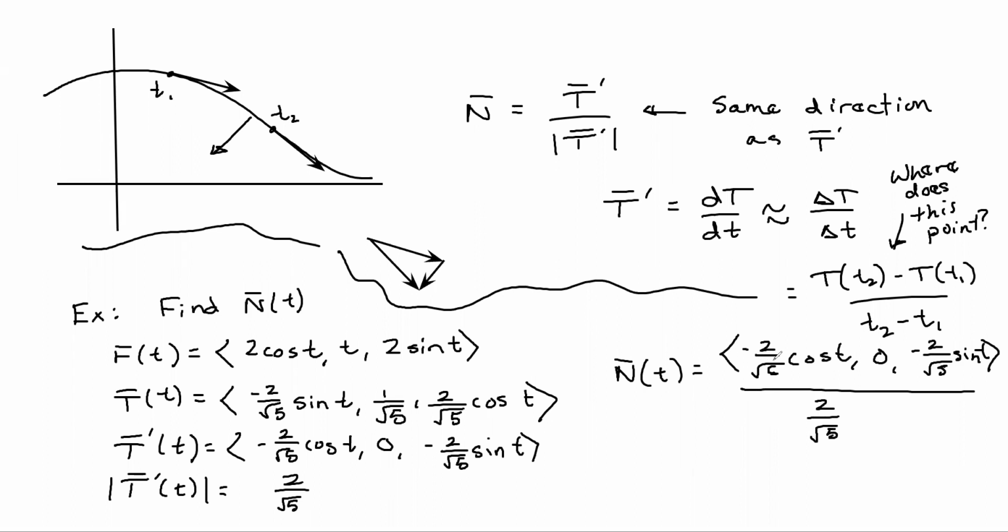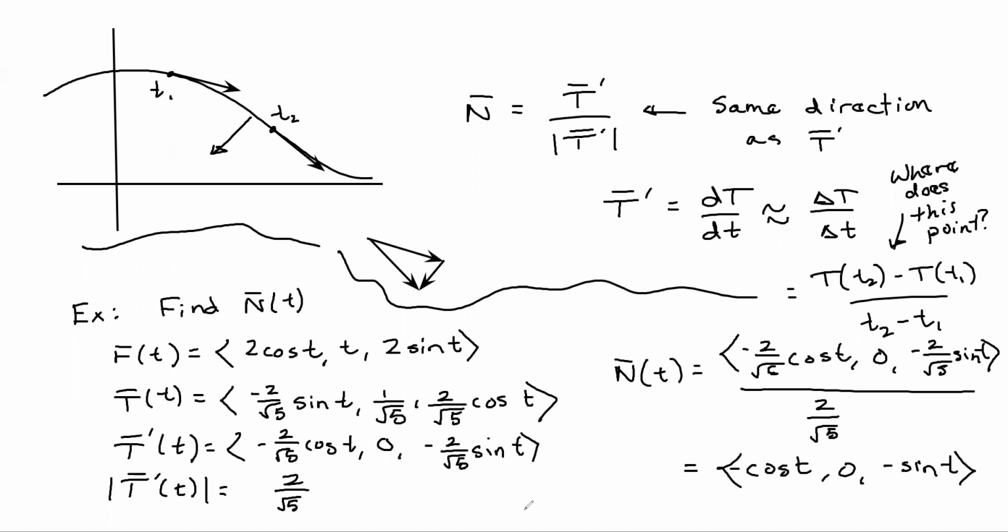It's T prime divided by the length of T prime. And then if you simplify that, 2 over root 5, you flip and multiply it through by this, and what happens? You get negative cosine t, comma 0, comma negative sine t. Okay.